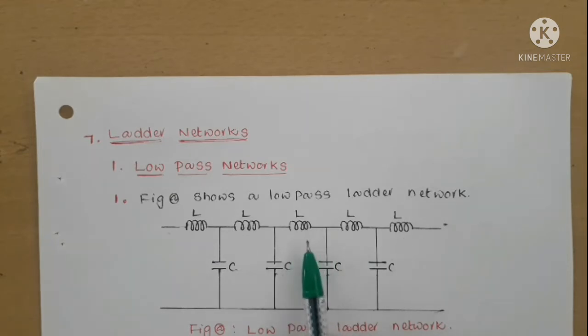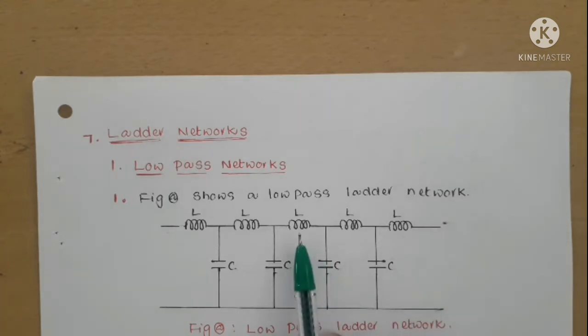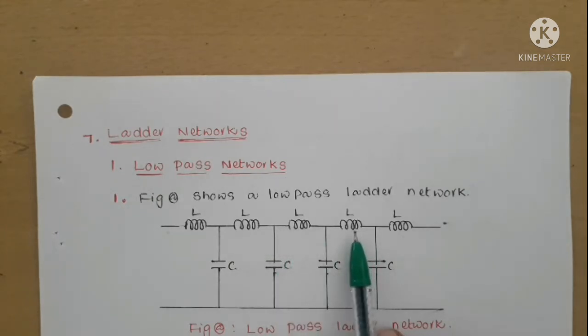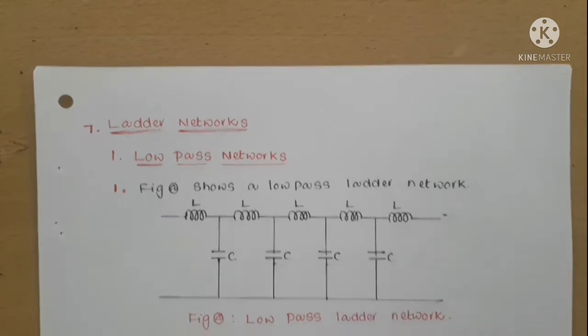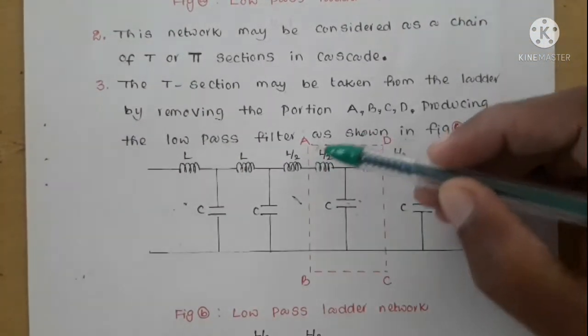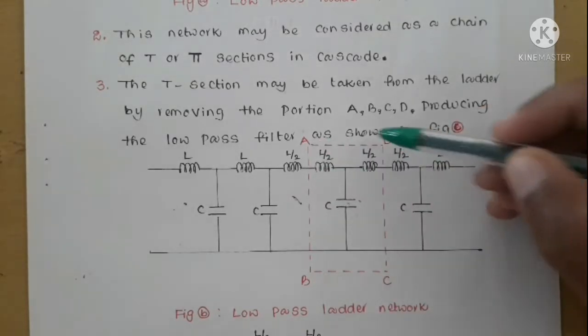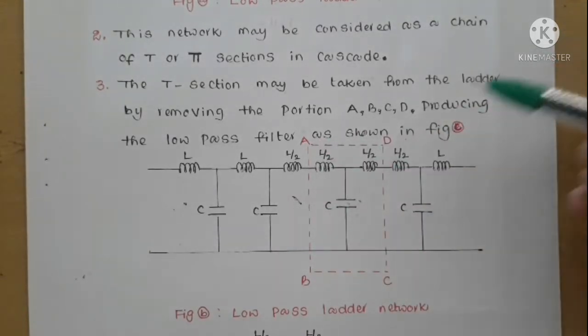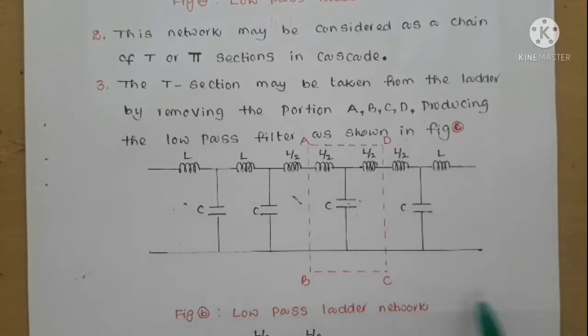If we want to take the T section from this low pass ladder network, first we have to split this L, writing this L as L by 2 and L by 2 connected in series. This L also is L by 2 and L by 2 connected in series. Then we can take out this section. This section A, B, C, D is a T section.